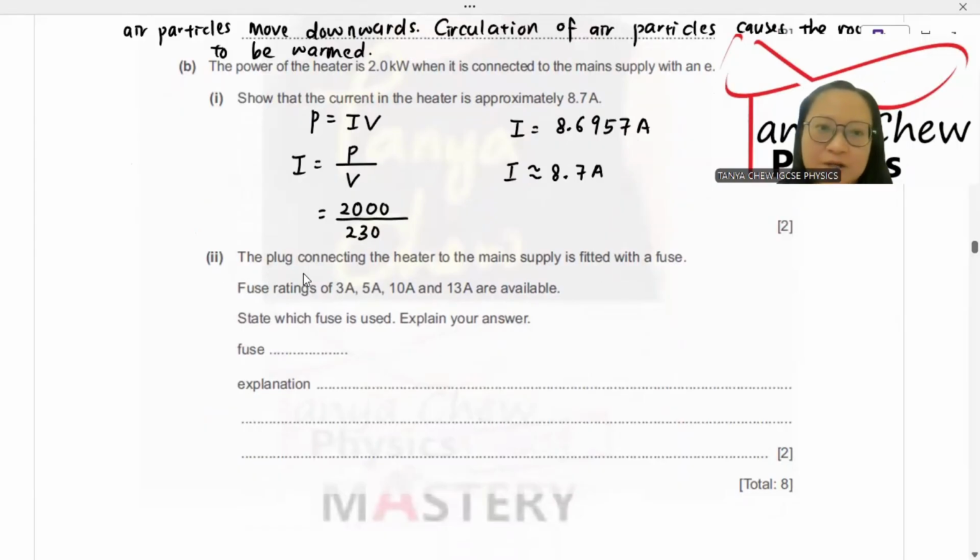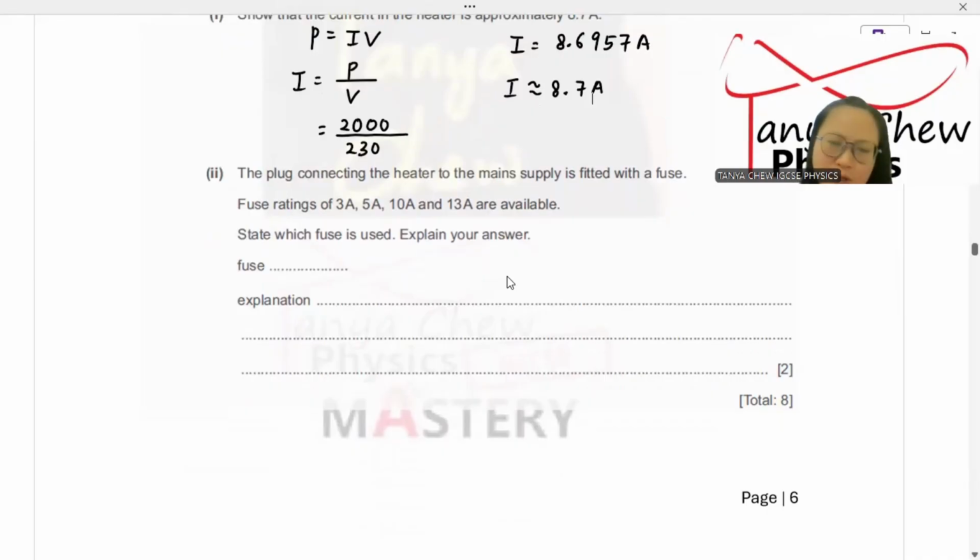Now, the second part. The plug connecting the heater to the mains supply is fitted with a fuse. Fuse ratings of 3 ampere, 5 ampere, 10 amperes, and 13 amperes are available. State which fuse is used. Explain your answer. Since the current is only 8.7, I'm going to choose a fuse rating a little bit higher than 8.7 ampere. I'm going to choose 10 ampere.